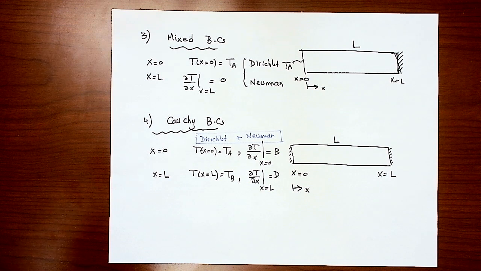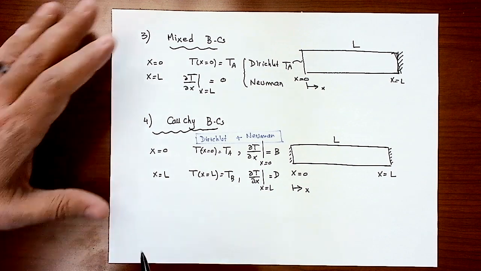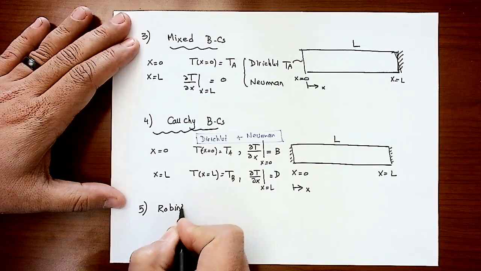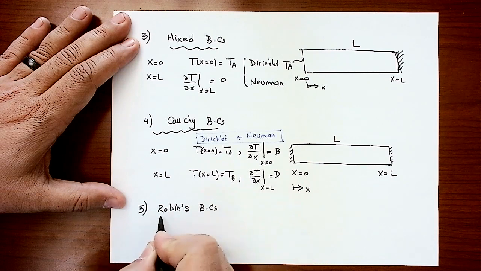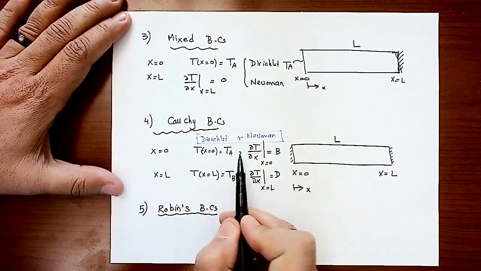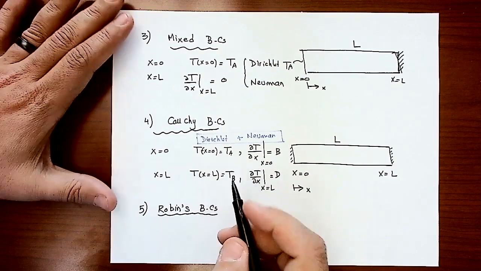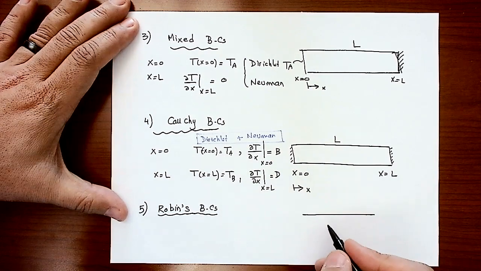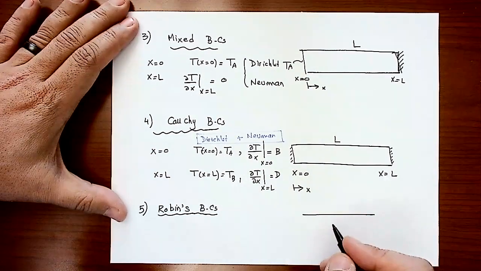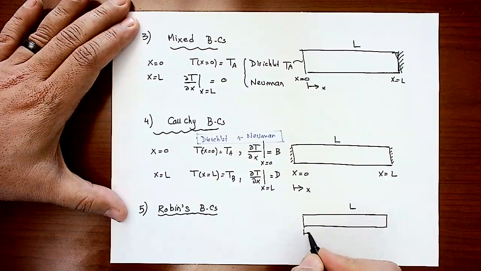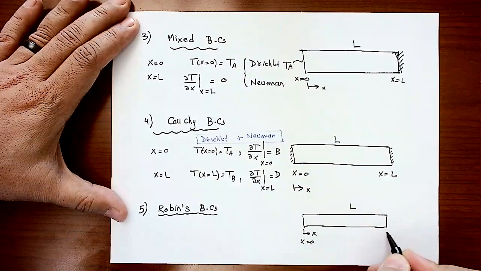The last one that we will deal with is actually the Robin's boundary condition. Here you notice that I have mixed conditions at the same boundary. Robin boundary condition comes in that form here. This is a bar of length L. This is x. X equals 0 is here. X is equal L here.